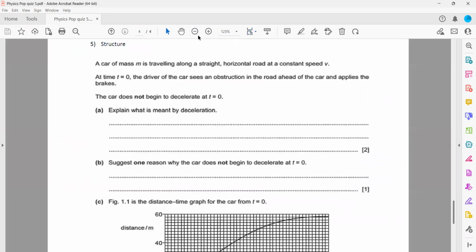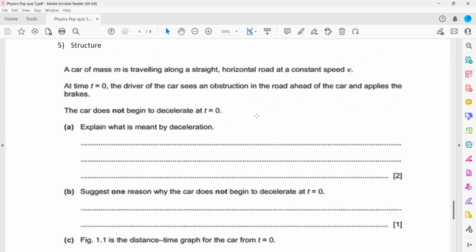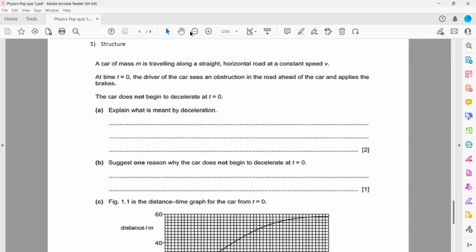In question 5, a car of mass m travels along a straight horizontal road at a constant speed. For example, if there's a car and it is moving at a constant speed, like the speed is not changing. We say the speed of the car is, for example, 120 kilometers per hour. So if speed is not changing, what can we say about the resultant force?